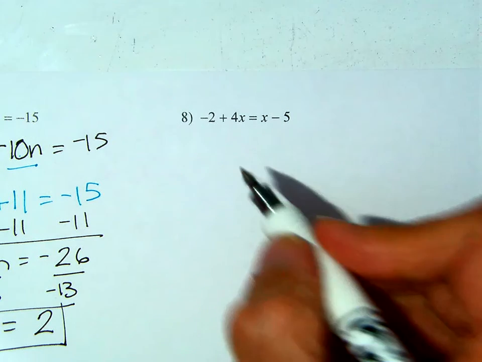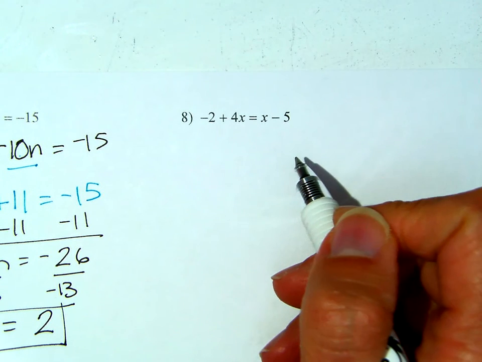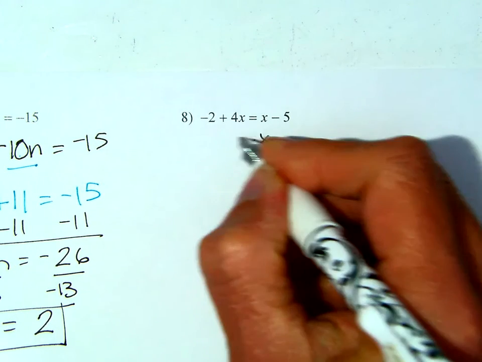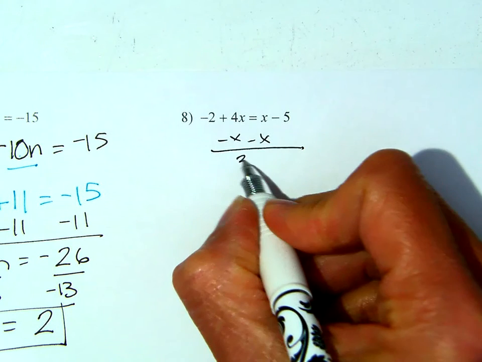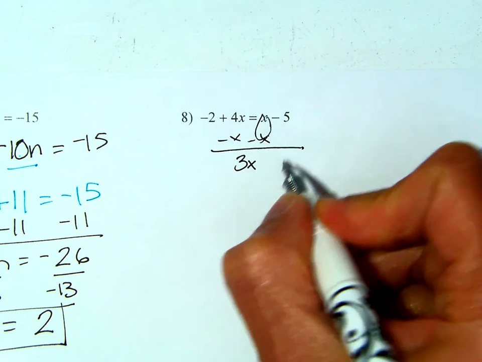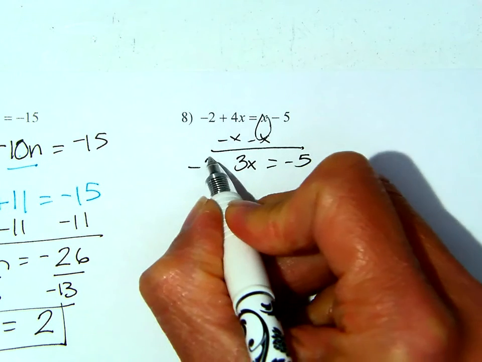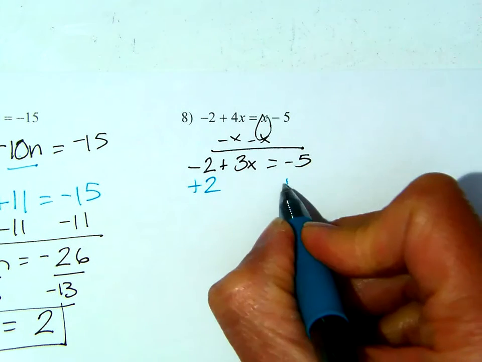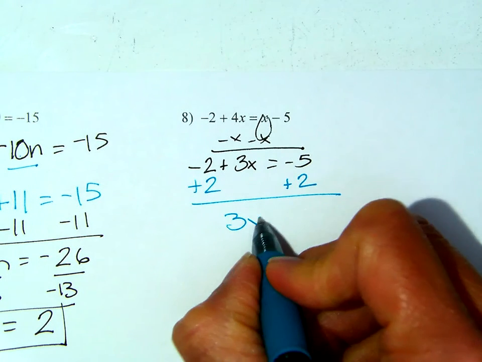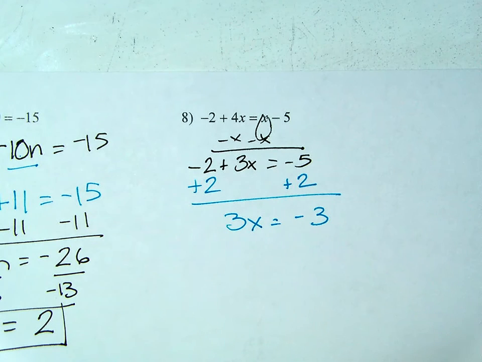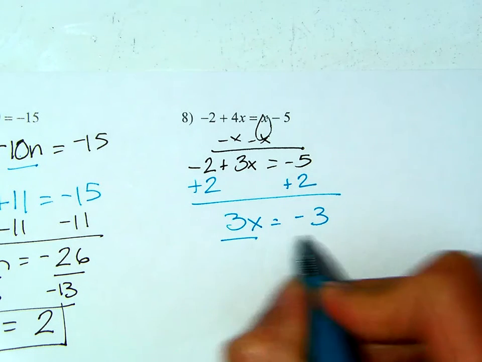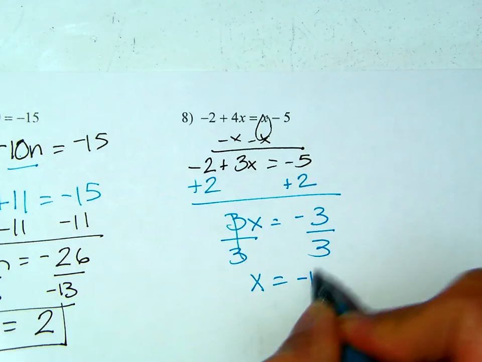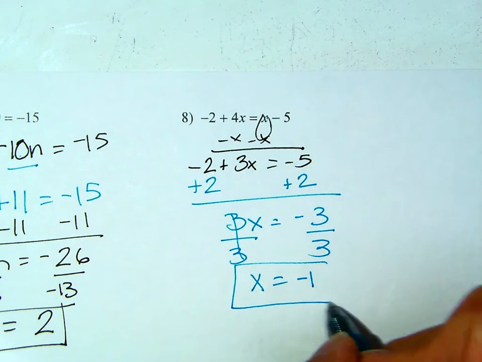Number 8. I don't have any parentheses or fractions or like terms, so I just need to get the x's on one side and the numbers on the other side. So I'm going to subtract x from both sides. I get 3x on this side equals negative 5, and then bring the negative 2 down. Now I need to get all the numbers on the other side. So I'm going to add 2 to both sides, and I get 3x equals negative 3. And if I divide both sides by the coefficient, I get x equals negative 1, because negative 3 divided by 3 is negative 1.